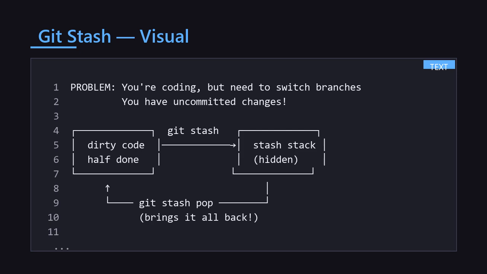Stash is a lifesaver. Imagine you are halfway through writing code on your branch, and someone says, "Hey, can you quickly check something on main?" But you can't switch branches with unsaved changes. Git stash takes all your uncommitted work, hides it in a secret pocket, and gives you a clean folder. Now you switch branches, do your thing, come back, and git stash pop brings everything back exactly how you left it. Nothing lost.